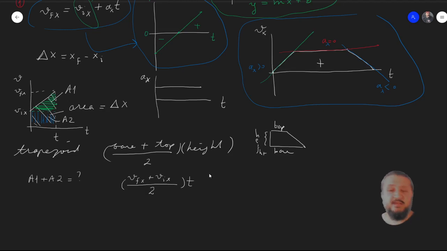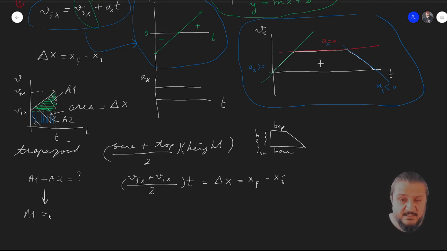Okay, this is the area. So that will be equal to delta x, which is x final minus x initial. Or if you don't remember this formula, you can just use this approach here, which is the sum of the triangle and the rectangle. So let's do it that way.